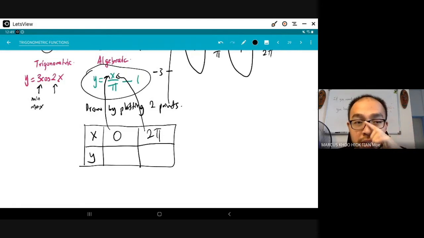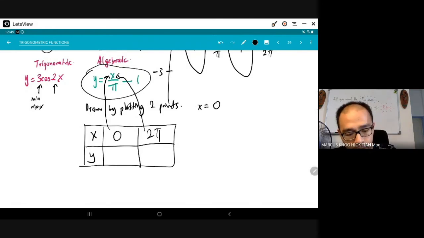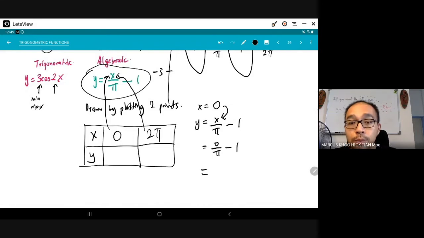Just don't let the pi distract you. Pi is just a number. Most of the time the pi will disappear by itself. Let's say for example when x equals 0, y equals x over pi minus 1. We substitute 0 here: 0 over pi minus 1. What will we get? -1, because 0 over pi is just 0. So you have one coordinate already, 0 and -1.